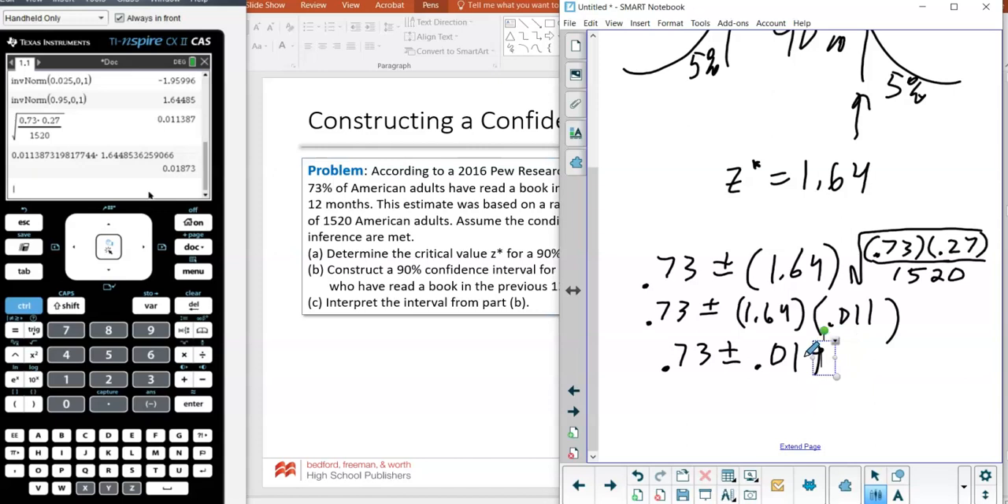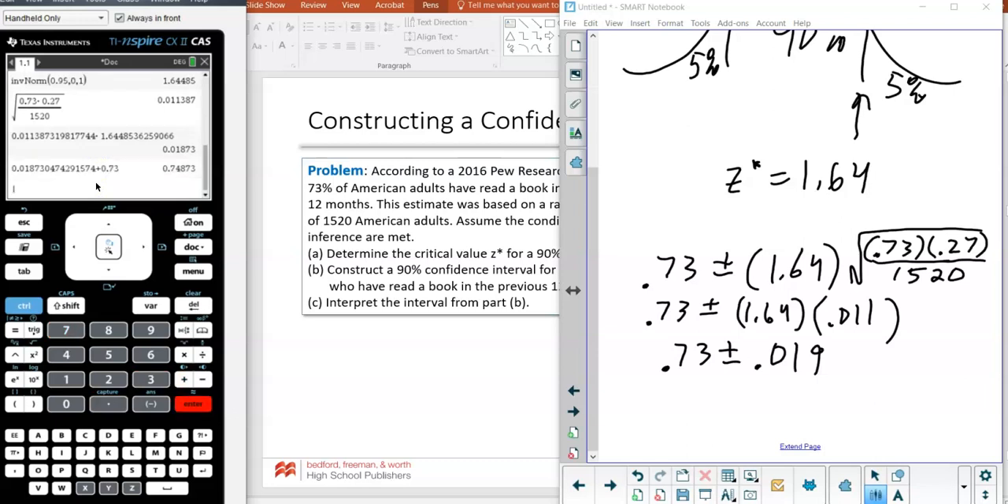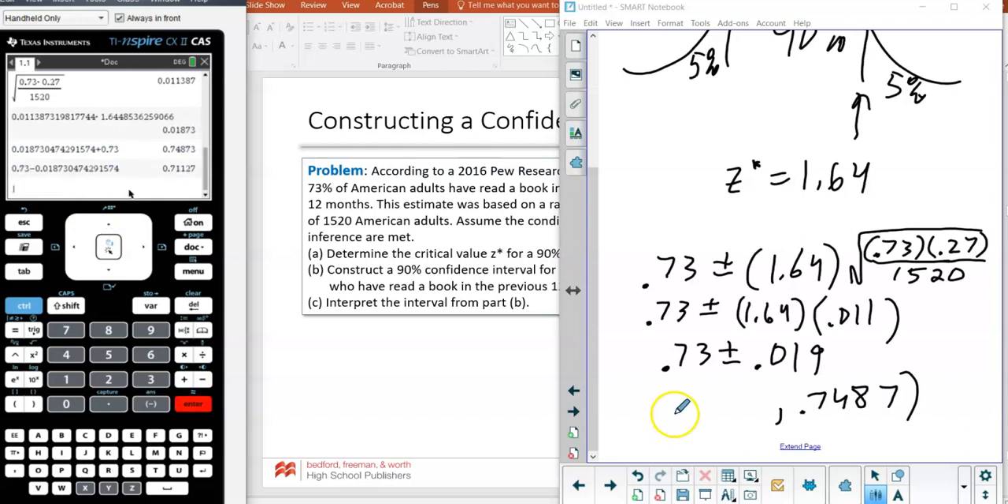Whoops, I was typing, not on the calculator. So plus 0.73. The bigger number is going to be 0.7487. I probably went too many digits there, but you get the idea. The smaller number would be 0.73 minus, again grabbing the actual numbers there, the 0.019. And so 0.7111. Three or four decimal places is probably fine there. So there is my interval.